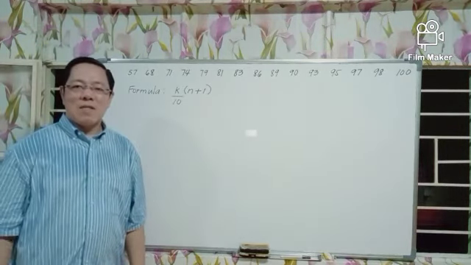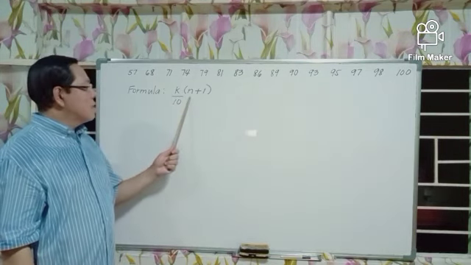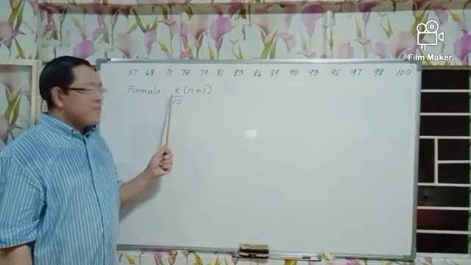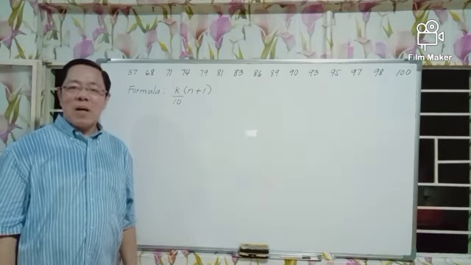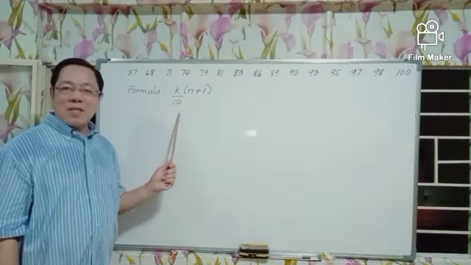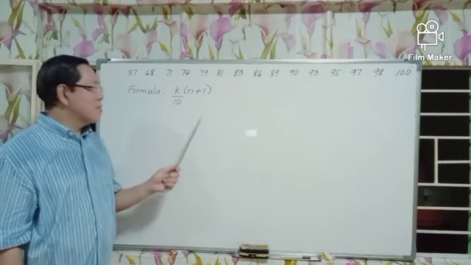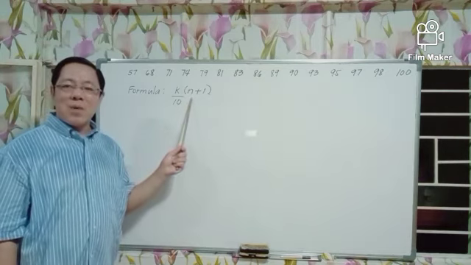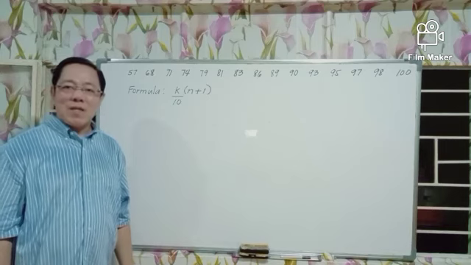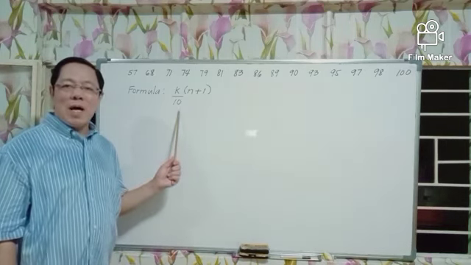To find the deciles of ungrouped data, we use the formula k/10 multiplied by (n plus 1), where k here is a numerical value between 1 and 9. And the denominator is 10 because the deciles divide the set of data into 10 equal parts. And n here is the number of values in the given set of data. If we want to find the percentiles, the denominator will change from 10 to 100.